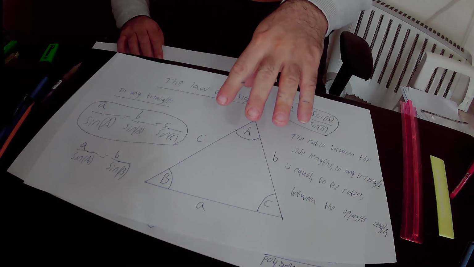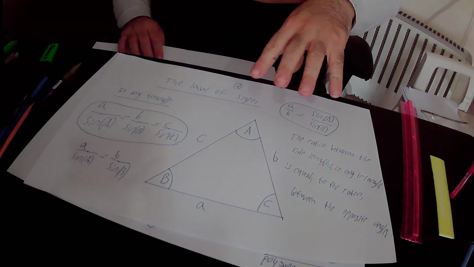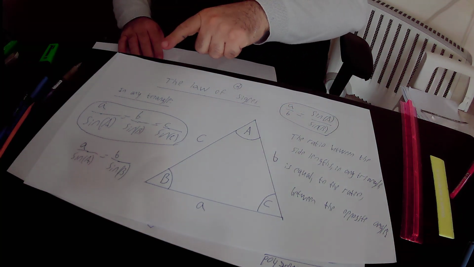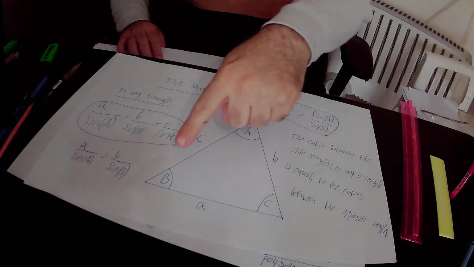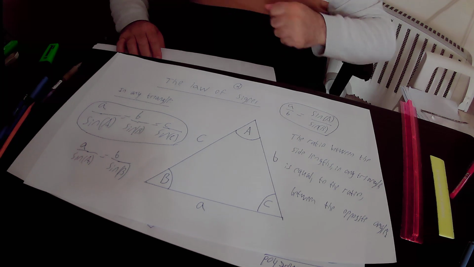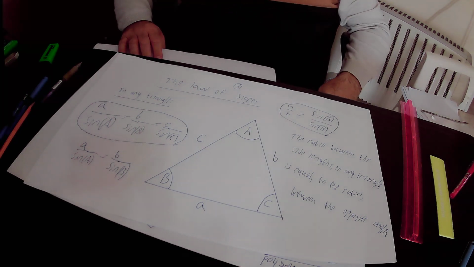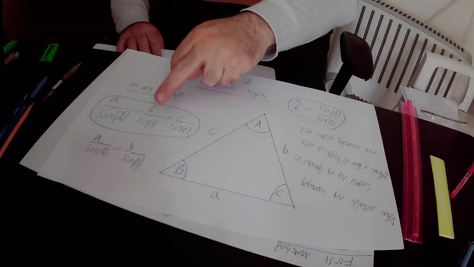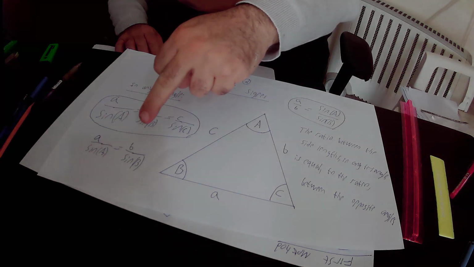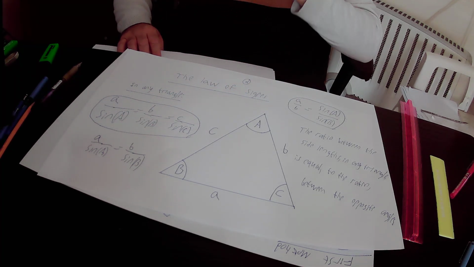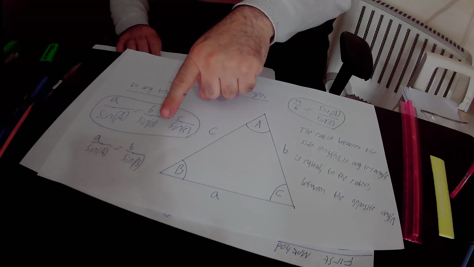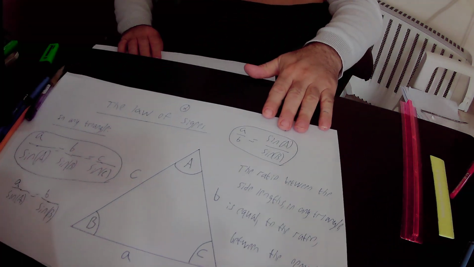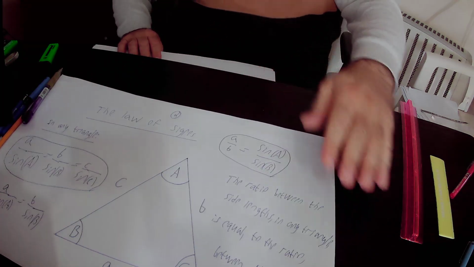So this triangle can be any triangle, and according to the law of sines, a over sine A equals b over sine B equals c over sine C. This is the law of sines. We can derive from the law of sines that a over sine A equals b over sine B. So here we can divide this equation by b and multiply it by sine A, and we will get that a over b equals sine A over sine B.